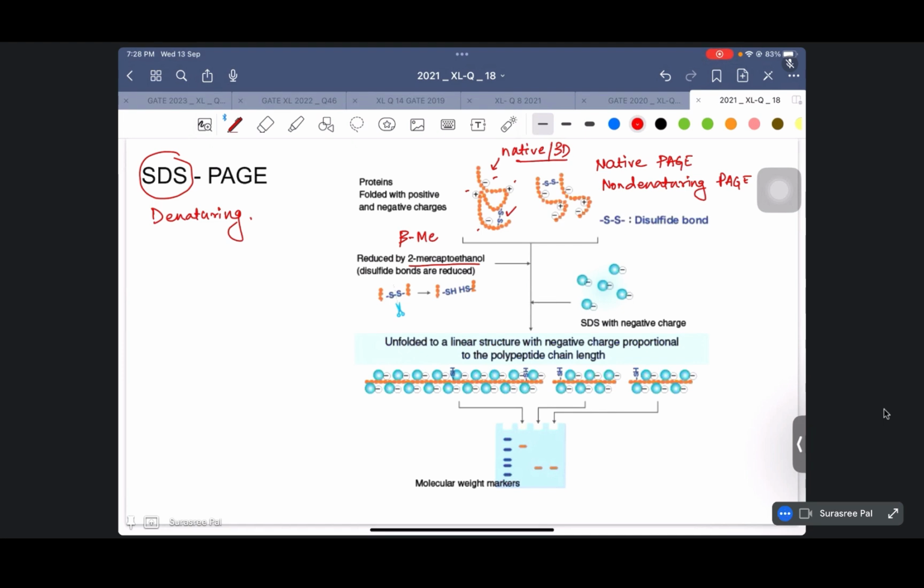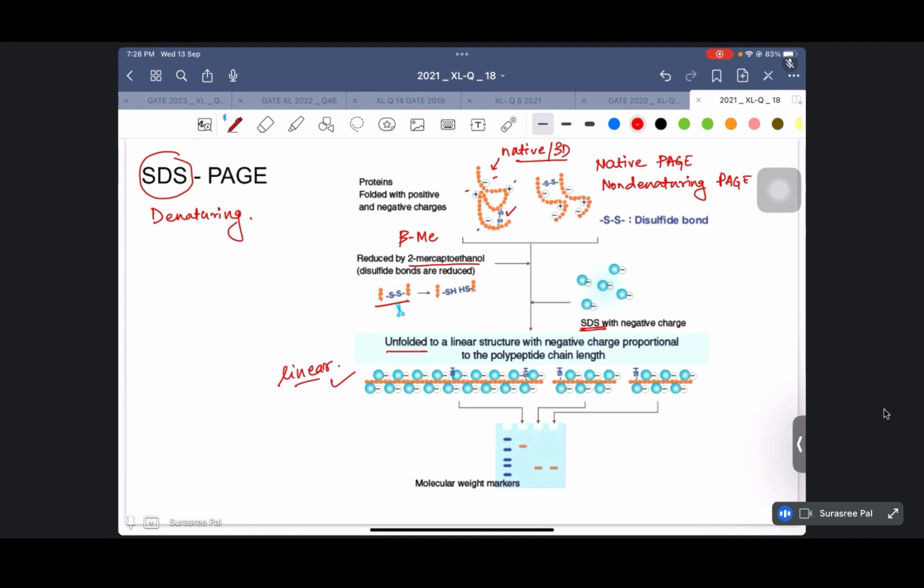and first of all we treat the samples with beta-ME or 2-mercaptoethanol. So what it does is that it reduces the disulfide bonds. So these disulfide bonds are broken by beta-mercaptoethanol. And then we also treat the protein sample with SDS. So what it does is that it first of all unfolds the protein. So the protein becomes linear, which is actually the primary structure of the protein.